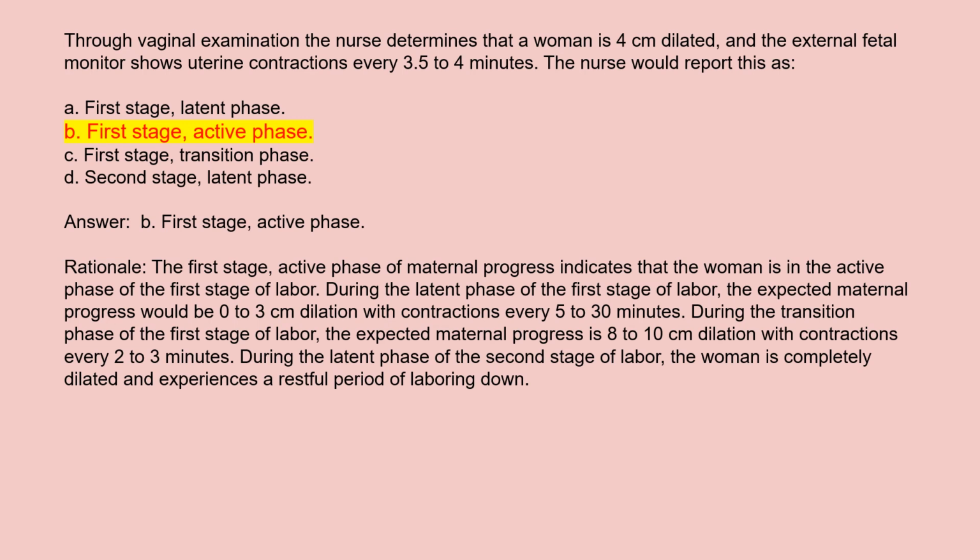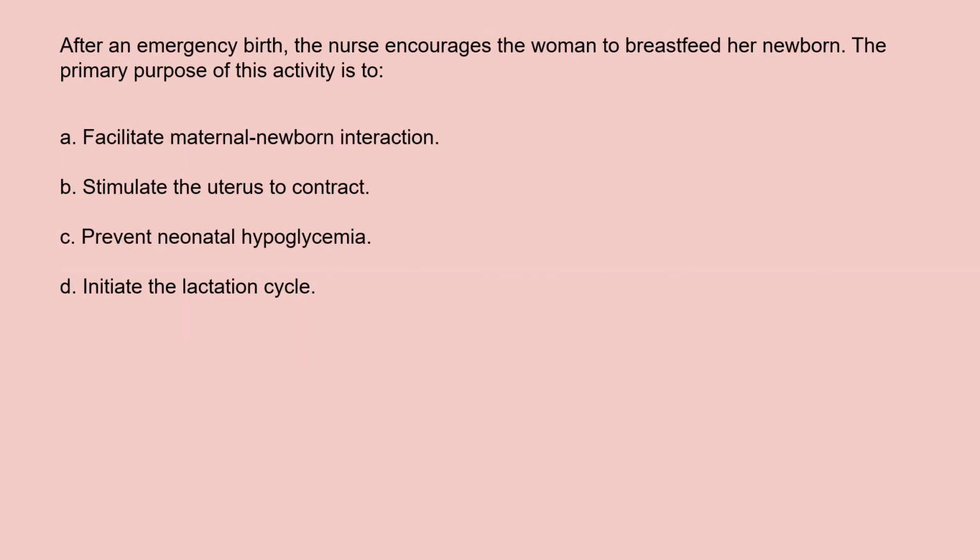During the latent phase of the second stage of labor, the woman is completely dilated and experiences a restful period of laboring down. After an emergency birth, the nurse encourages the woman to breastfeed her newborn. The primary purpose of this activity is to A. Facilitate maternal-newborn interaction. B. Stimulate the uterus to contract. C. Prevent neonatal hypoglycemia. D. Initiate the lactation cycle.